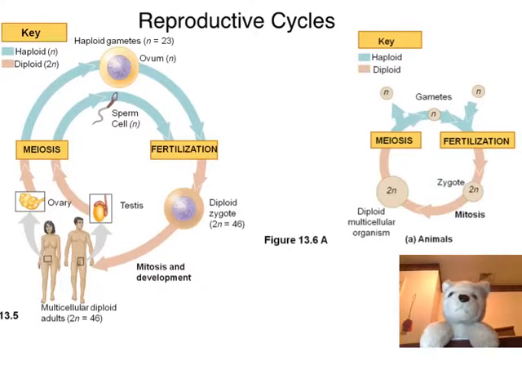Okay, now that we've talked about the different haploid and diploid and things like that, now we're going to get into the reproductive cycle, or the life cycle of organisms, starting out with humans and other animals, and then going through plants, and then even simpler plants than that.